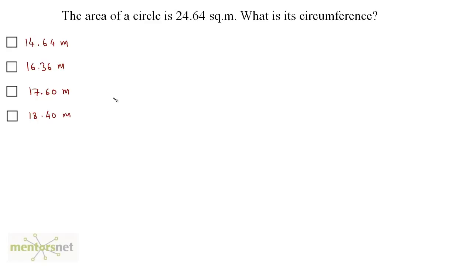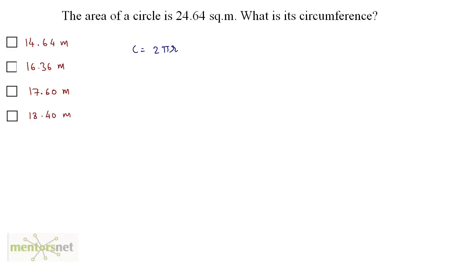The area of a circle is 24.64 square meters. What is its circumference? Well, the formula for calculating the circumference of a circle is equal to 2 pi r.